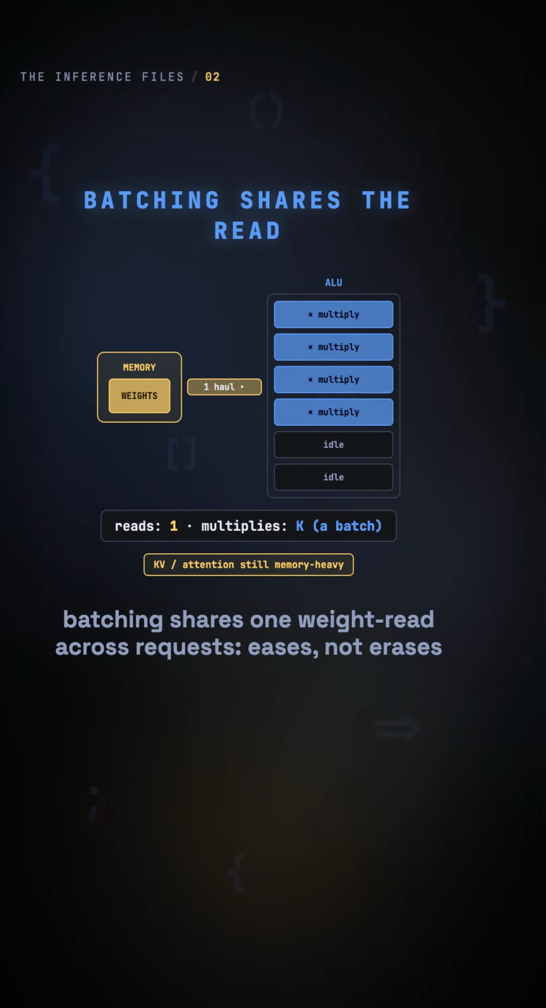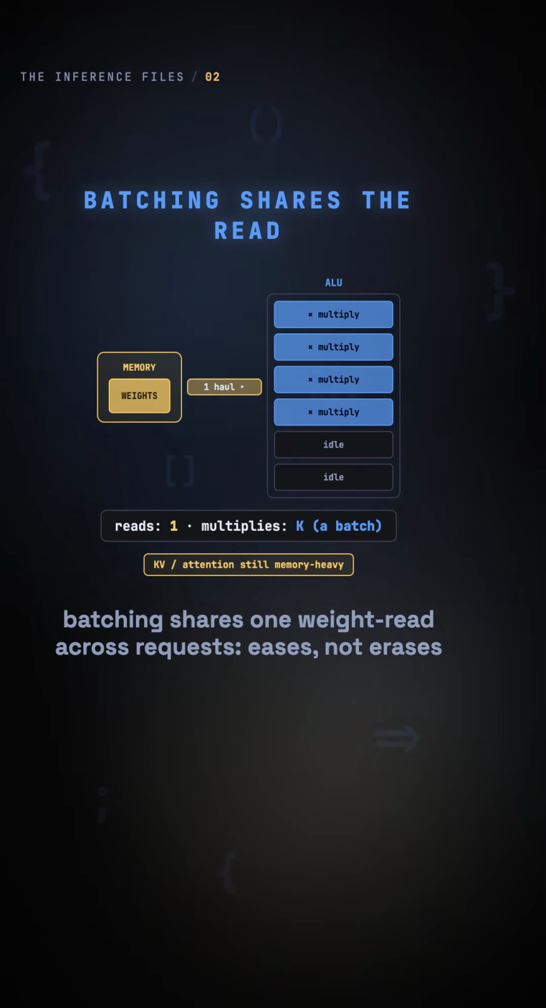This is exactly why batching helps, running many users' decode steps together. Since one haul of the weights can serve every request in the batch, you get many multiplies per read again, pushing math per byte back up toward prefill. It helps a lot for the weight-heavy math, but each request still has its own KV cache to read, so that part stays memory-heavy. Batching eases the bottleneck, it doesn't erase it.